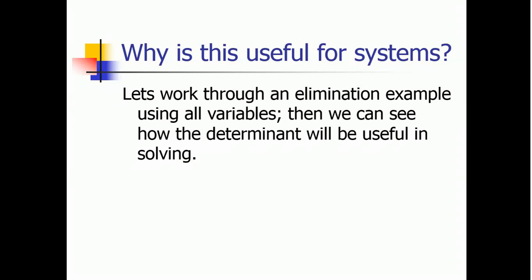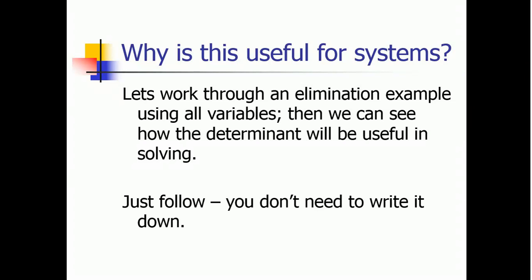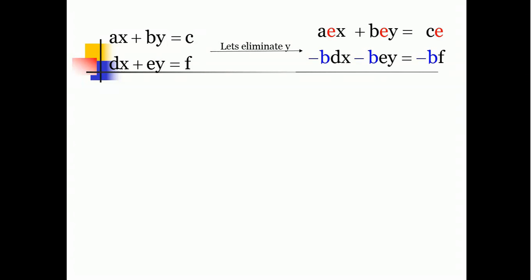So let's try an elimination example using all the variables. Then you can see how the determinant will be useful in solving. So just follow. You don't need to write this down. So I have this problem: ax plus by equals c and dx plus ey equals f. So we're going to eliminate for y. Why not? So it looks like I need to multiply by e, right? So I'm going to multiply by e on the top, and by b on the bottom. So I'd have aex plus bey equals ce and minus bdx minus bey equals minus bf.